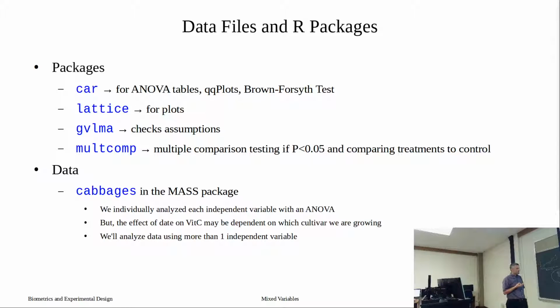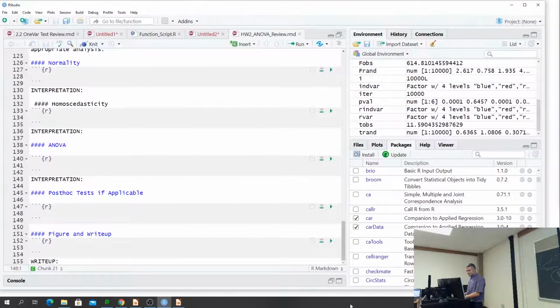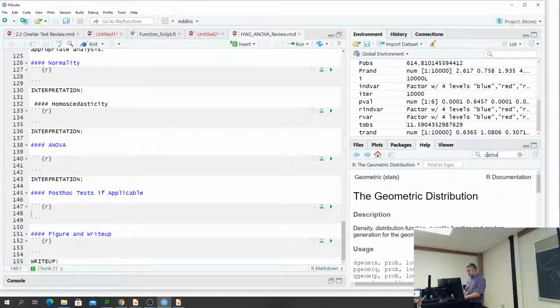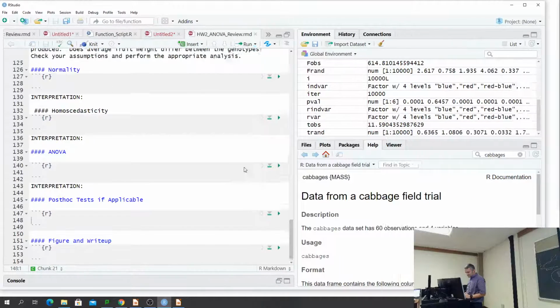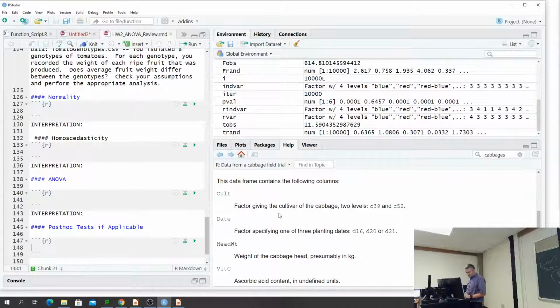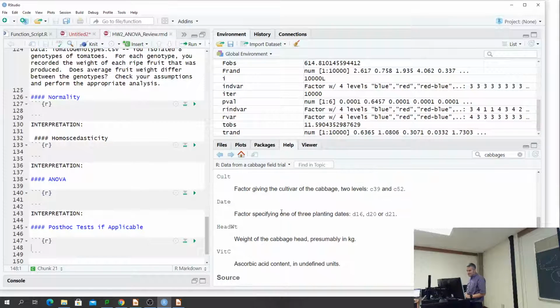I believe so. I think that's what it was. Do a quick search for that. So if we go to the help file and just type in cabbages, there it is. I think date was planting date. Yep, 3 planting dates.